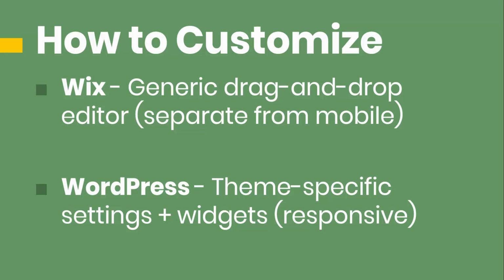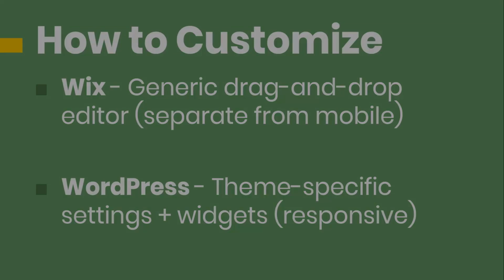With WordPress, it's going to be theme specific, but for the most part, most WordPress themes are responsive. And the way that you can customize them is by going into your theme specific settings, and then also through widgets, which the theme developer is going to add certain areas of the website where you can use these WordPress widgets that are built in to make things a little bit easier to customize. So let me just show you that right now.